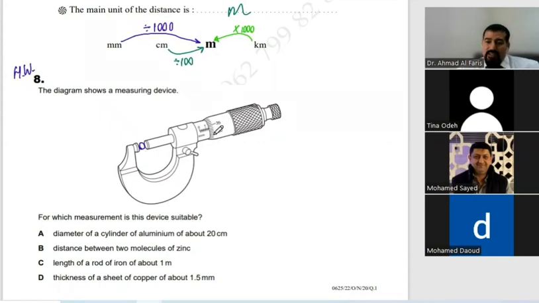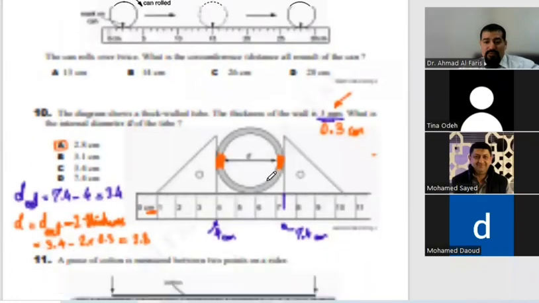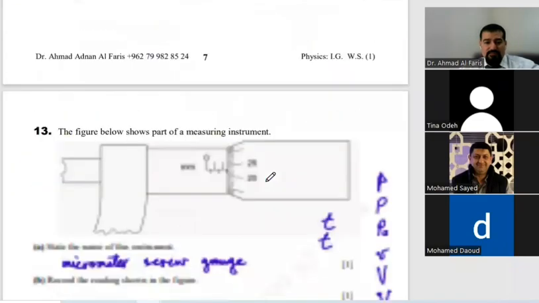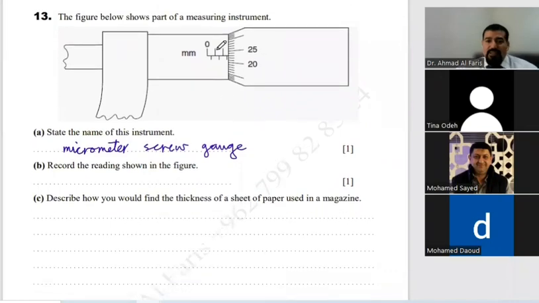So we have 2 readings here. Each complete revolution here gives you 0.5 millimeter for the micrometer screw gauge. So for example, if we go to this question, we can see that we have 1 millimeter, 0.5 millimeter, 2 millimeter, 2.5 millimeter. So again, the first reading is 0.5, 1, 1.5, to 2.5 millimeter. So 2.5 millimeter plus, because we are talking about a very accurate instrument, this line is supposed to be a straight line with what?